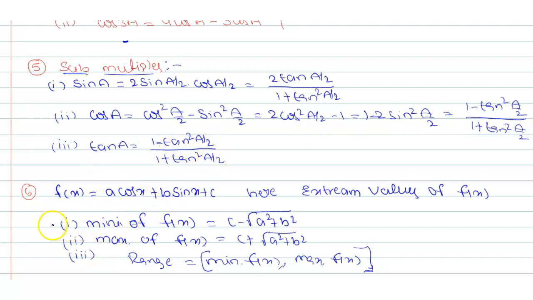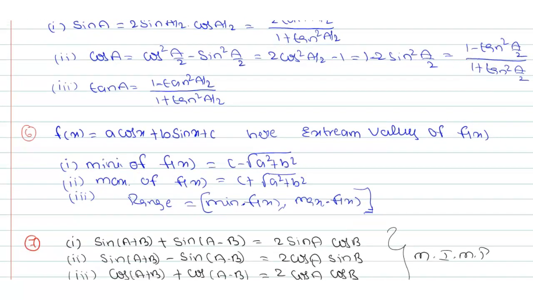Next model formula: f of x is equal to a cos x plus b sin x plus c. Here, extreme values of f of x. So the minimum value of f of x is c minus root over a square plus b square. And the maximum value of f of x is c plus root over a square plus b square. In the exam, they may sometimes ask to find the range of this function. In that condition, we can take the range as the minimum value of f of x to the maximum value of f of x. We can write it like this.